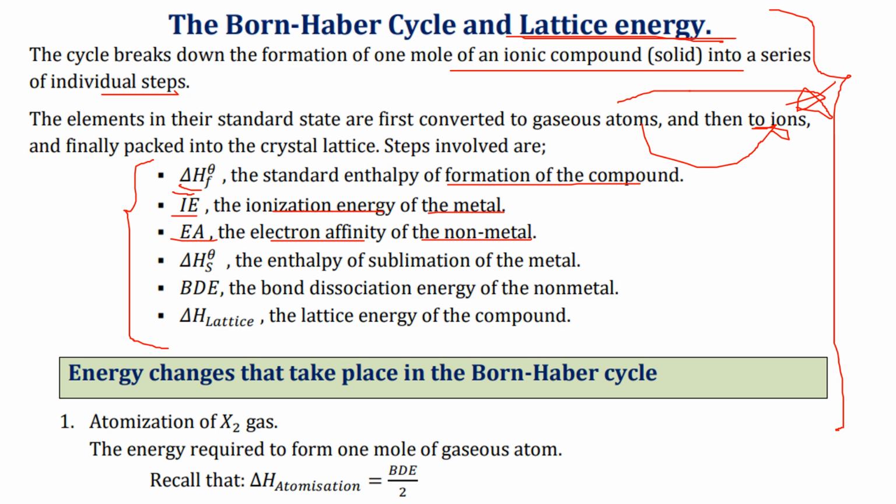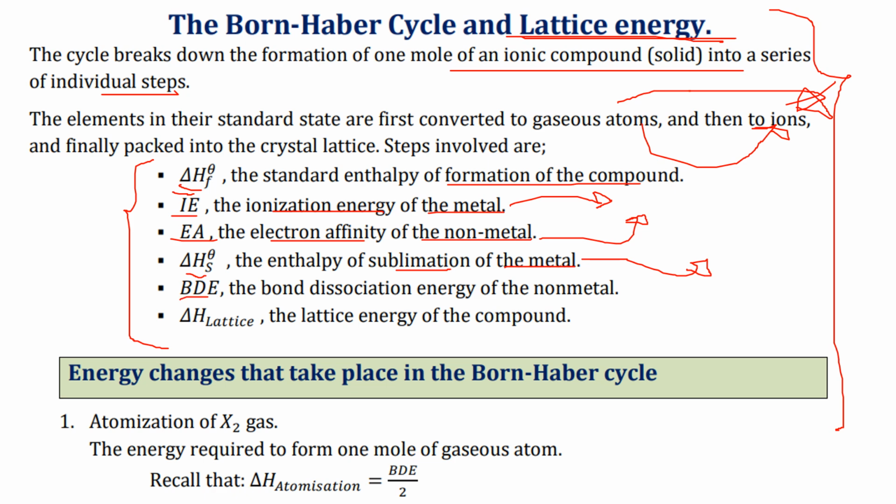So you should note that ionization energy is only going to apply for metals, and EA or electron affinity is going only to apply for non-metals. Now delta H S is going to represent enthalpy of sublimation of a specific metal. Now in the previous video, we said that enthalpy of sublimation is only specific to solid elements that exist in solid state. Others are going to be denoted by enthalpy of atomization.